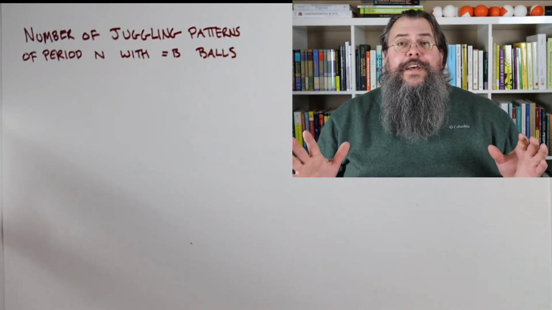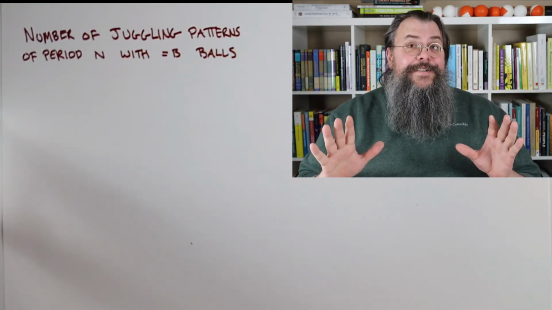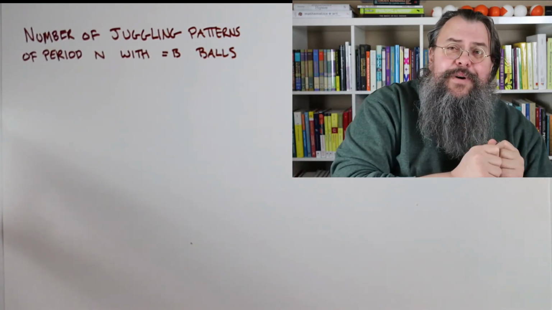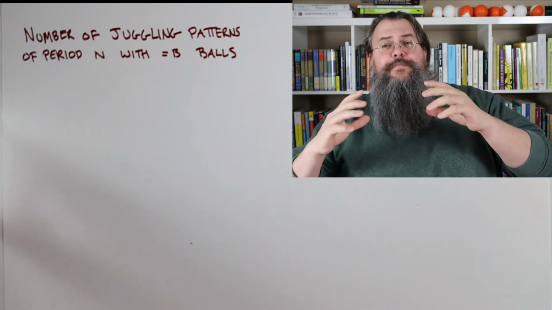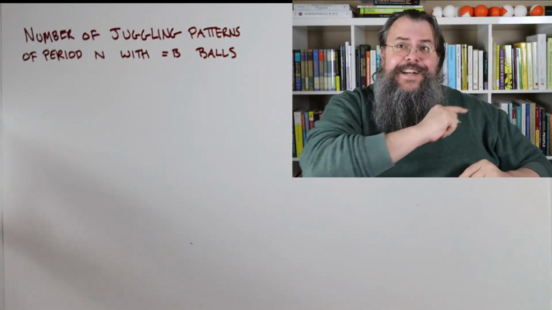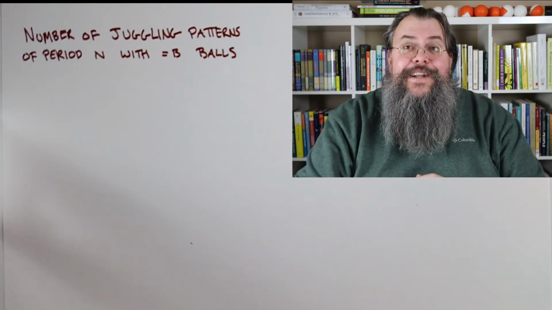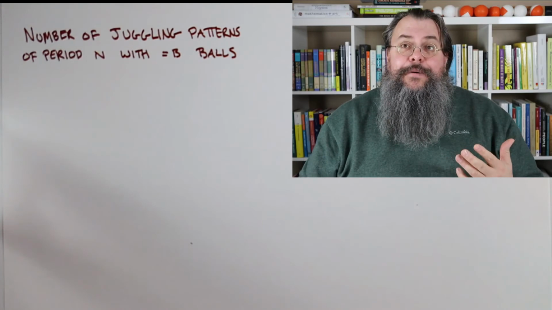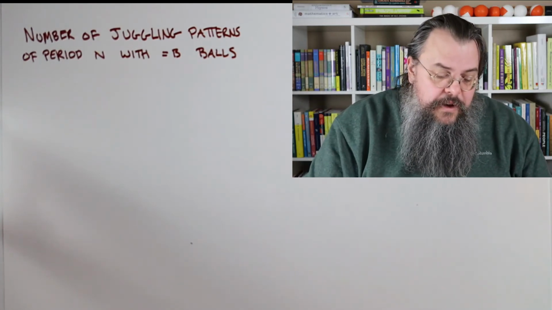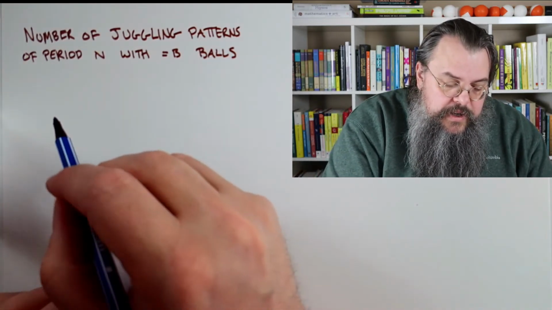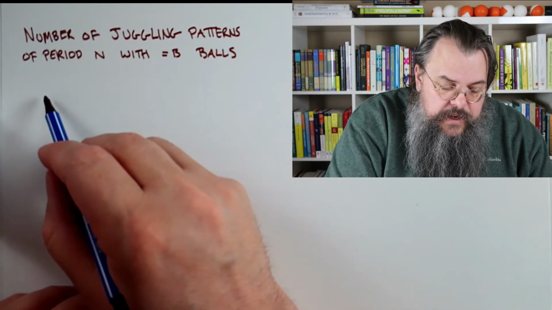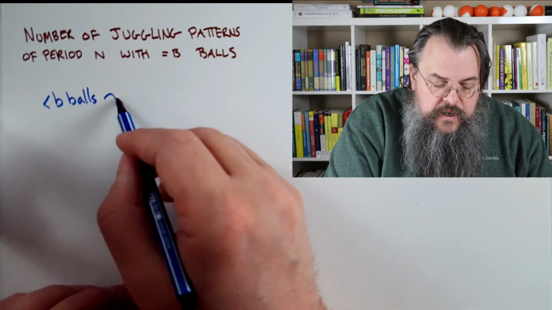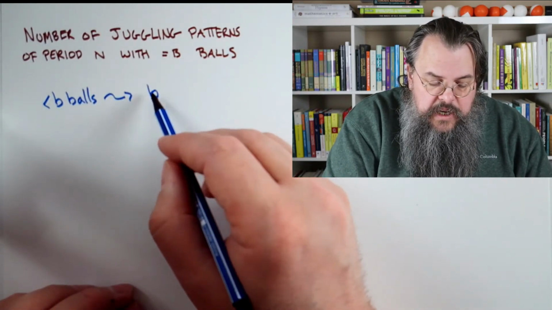But now you might say, hey, I like good answers, but I don't want to look at the number of juggling patterns of period N with less than B balls. I want the number of juggling patterns of period N with exactly B balls. How do I do that? Well, okay, good question. But now that we have an answer, what can we say? Well, what we can think about is, all right, we know that if you have less than B balls, then our answer is going to be B to the power N.